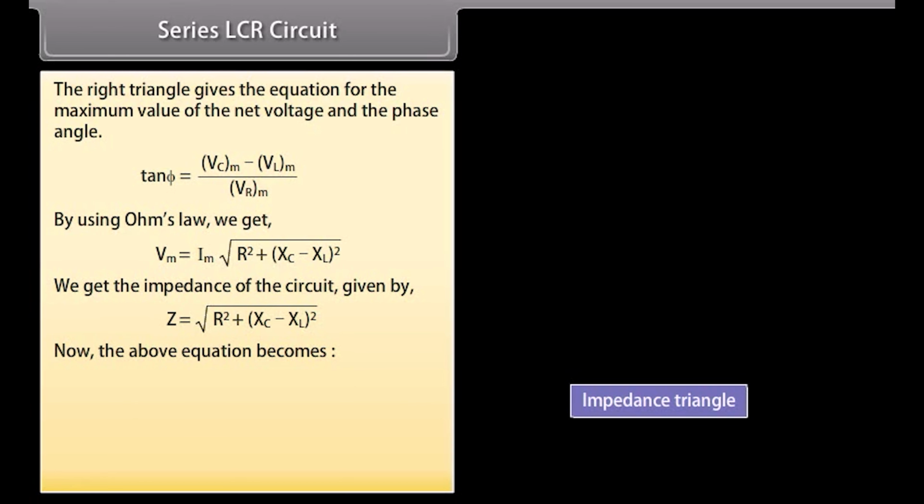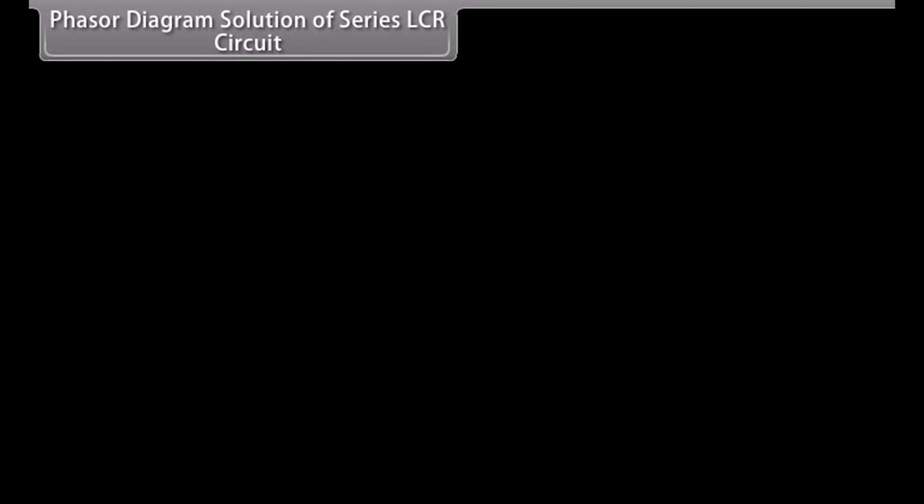Now, the above equation becomes Vm is equal to the product of Im and Z. We can also write this equation as Im is equal to Vm upon Z, or IRMS is equal to VRMS upon Z. Phasor diagram solution of series LCR circuit.